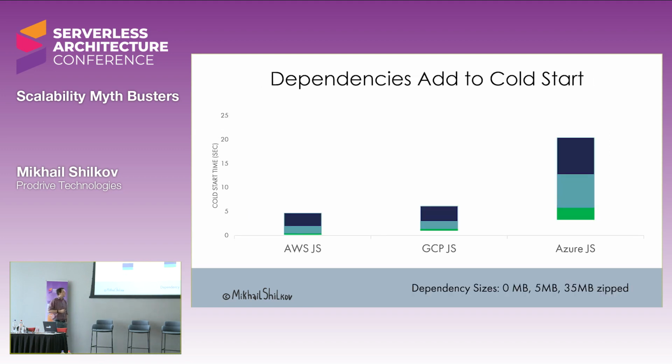So this is an illustration of this. These bars are for three types of applications. Hello World is a green one, and then you have 5 megabytes of dependencies and 35 megabytes of dependencies. And you can see that it grows quite substantially. Azure is quite slow because it's JavaScript. .NET will be faster, but still. Even AWS is like 3-5 seconds for a big application. And GCP 7, 8-ish.